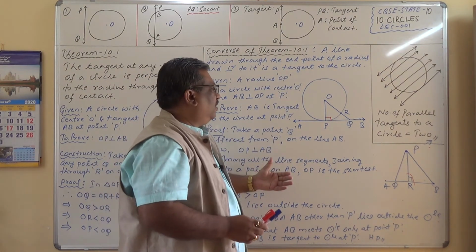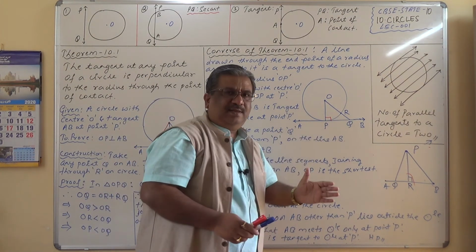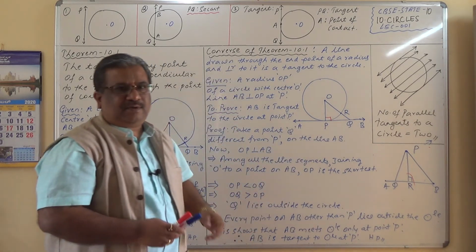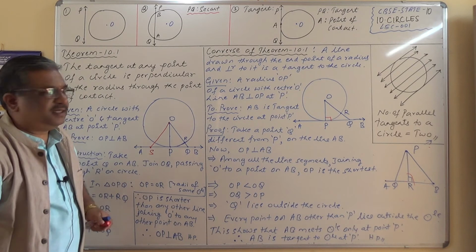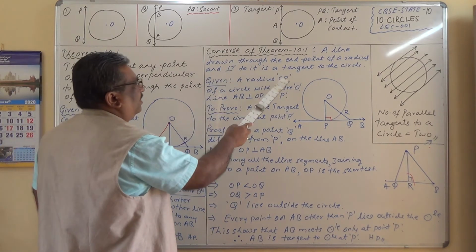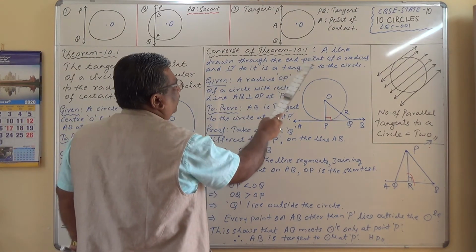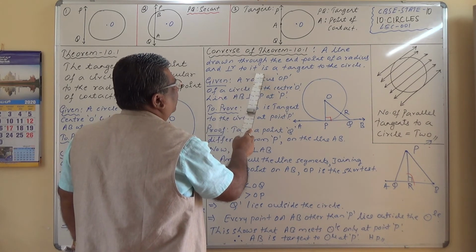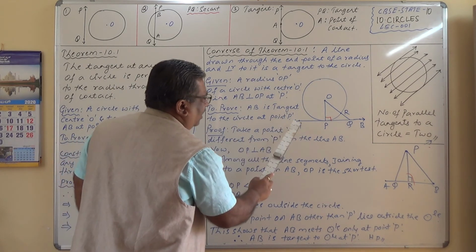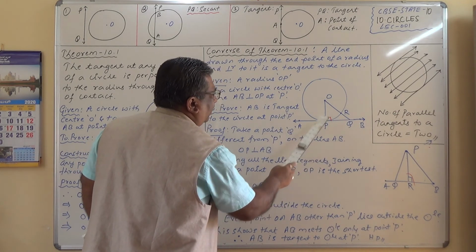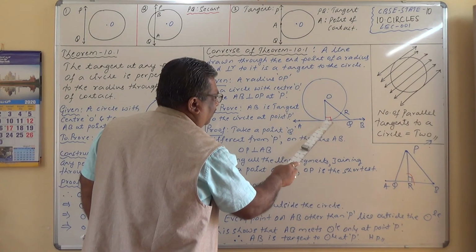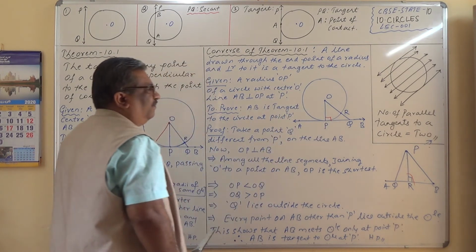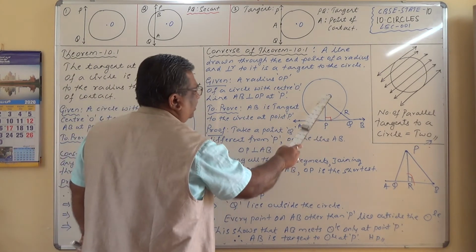You need to prove that AB is the tangent at P. That is the question, isn't it? AB is tangent at P. So, converse theorem: a line drawn through the end point of a radius and perpendicular to it is a tangent to the circle. A line drawn through the end point of the radius to a circle is tangent at that point. So we need to prove AB is tangent to the circle.